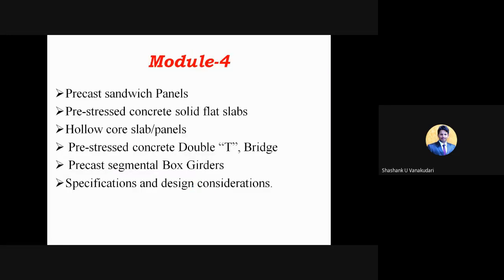Then module 4, which covers certain special members like precast sandwich panels, and then pre-stressed concrete solid flat slabs, hollow core slabs or panels, pre-stressed concrete T-beams. Basically, these types of members will be used in the supporting system of a bridge. Okay, and then precast segmental box girders, and specifications and design considerations. To do all these designs, as well as certain specifications we need to refer to, those specifications also we will be studying in this module 4.